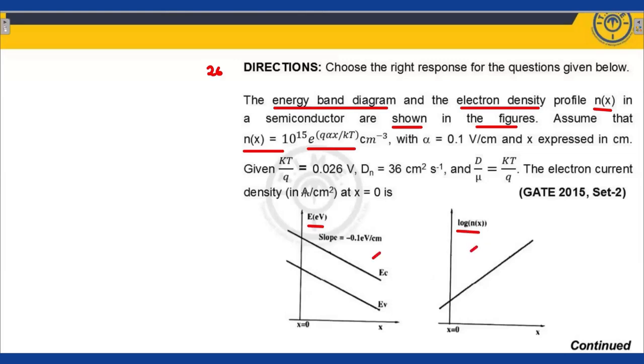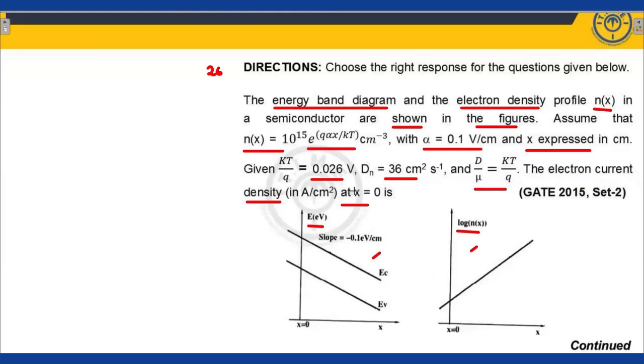He has given the n(x) value, where alpha is equal to this particular value and x is expressed in centimeters, and kT by q is this value, and D by mu is equal to this value. He is asking for the electron current density at x equal to 0. Let me do this problem in a detailed manner. First of all, two parameters are very important here. One is that he is asking for the electron current density.